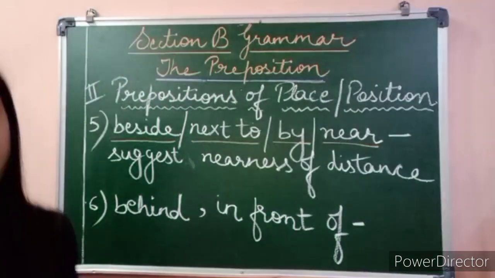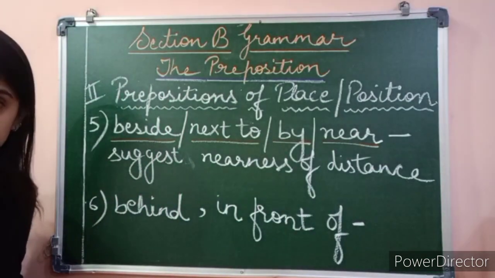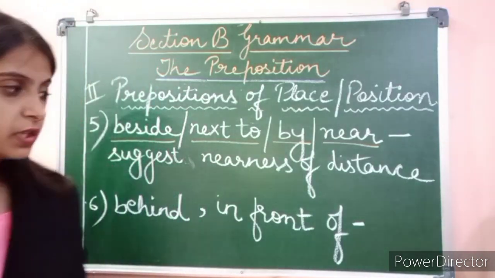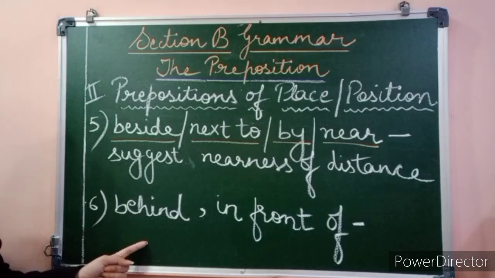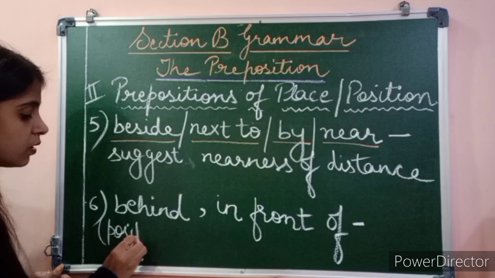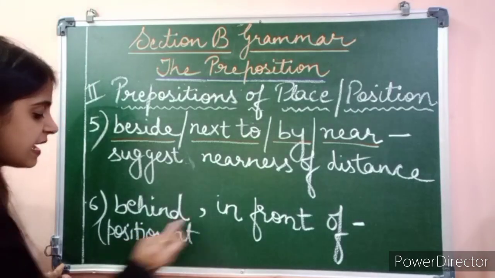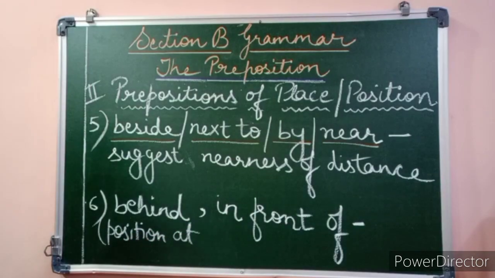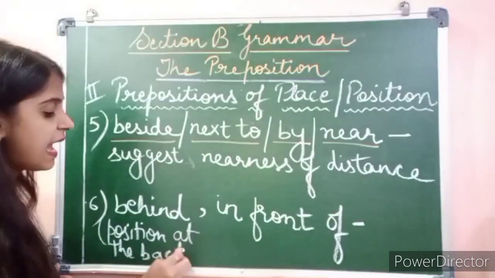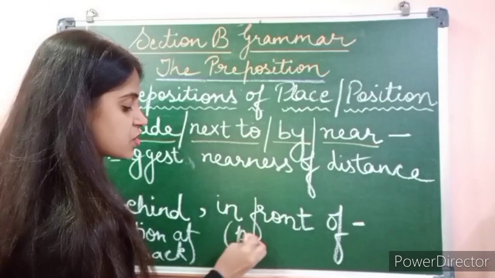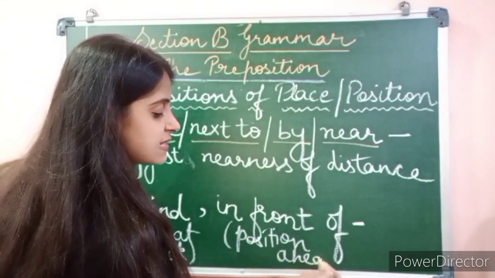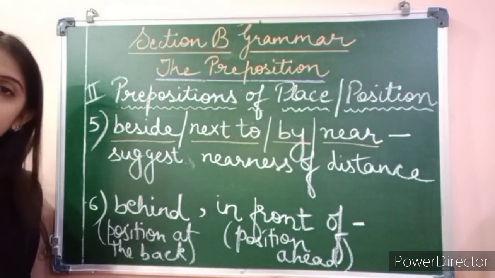Okay, the deer was hiding behind the bushes. Okay, it means behind, at the back of the bushes. I hope it is clear to you. So I'm writing for you here. Behind shows position at the back, and in front of shows position ahead. Right? Examples I have already given to you. I hope it is clear.